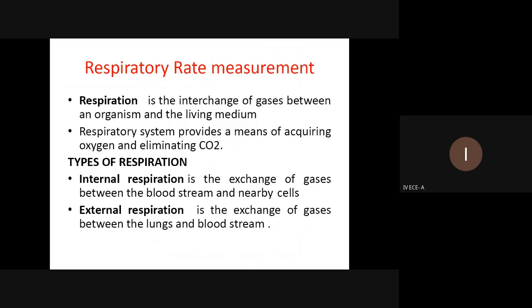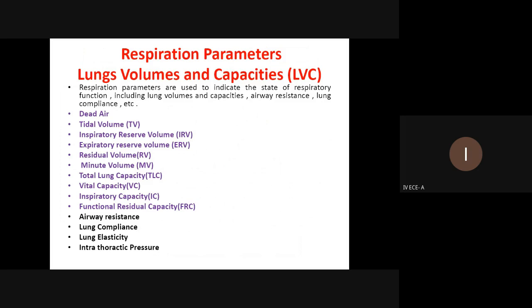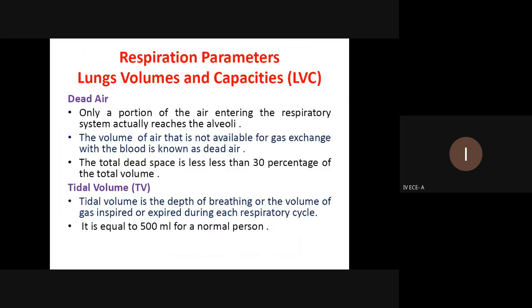So what are the types of respiration? Internal respiration and external respiration. Internal respiration is the exchange of gases between the bloodstream and nearby cells. External respiration is the exchange of gases between the lungs and the bloodstream. Okay, so respiration parameters: tidal volume, inspiratory reserve volume, expiratory reserve volume, residual volume, minute volume, total lung capacity, vital capacity, inspiratory capacity, functional residual capacity. Those are the main parameters used in respiratory measurements.